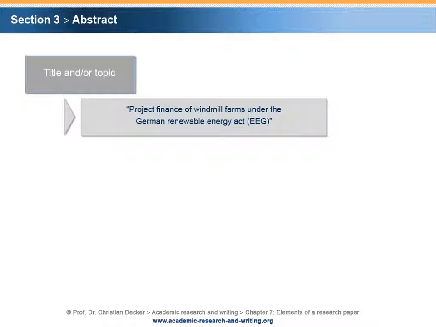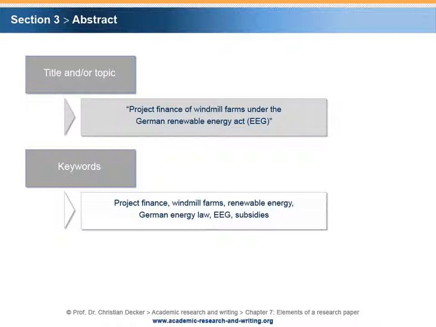The following example will explain the structure of an abstract. The title and/or topic of our example is Project Finance of Windmill Farms under the German Renewable Energy Act, EEG in brackets. The keywords that can be directly extracted from the topic are project finance, windmill farms, renewable energy, German energy law, EEG, and implicitly subsidies.